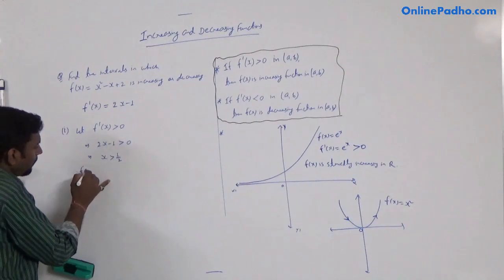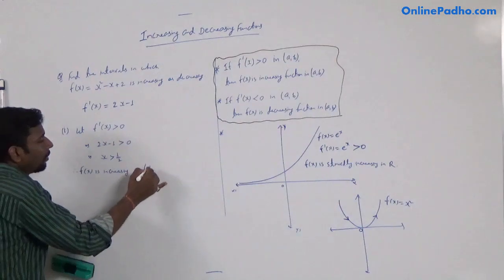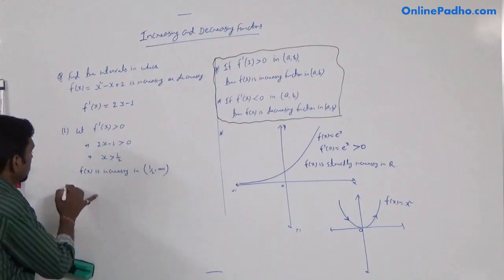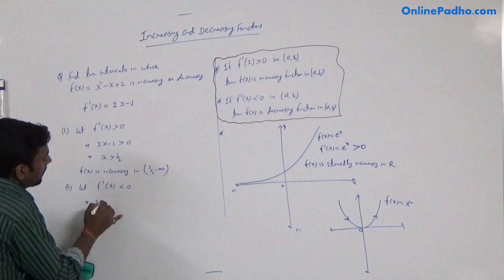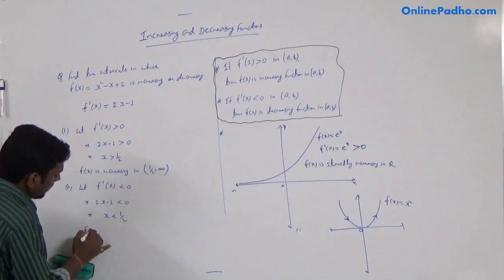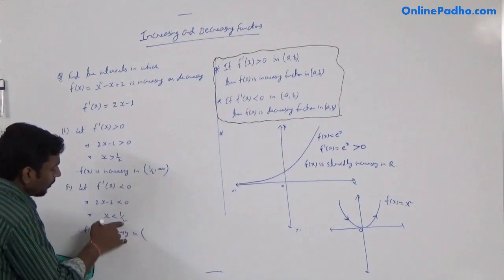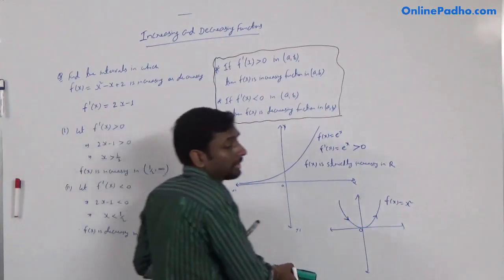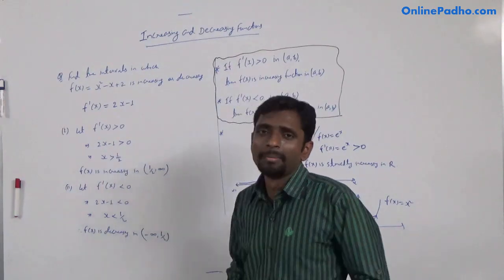Therefore, we can say that f x is increasing in the interval 1 by 2 to infinite. X is greater than 1 by 2, means 1 by 2 to infinite. And second point, let us consider f dash x is less than 0. So 2x minus 1 is less than 0, so x is less than 1 by 2. Therefore, f x is decreasing in the interval less than 1 by 2, means minus infinite to 1 by 2. So these are the intervals in which the function is increasing and decreasing respectively.